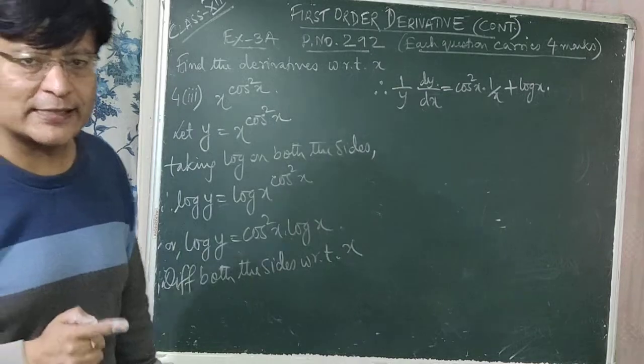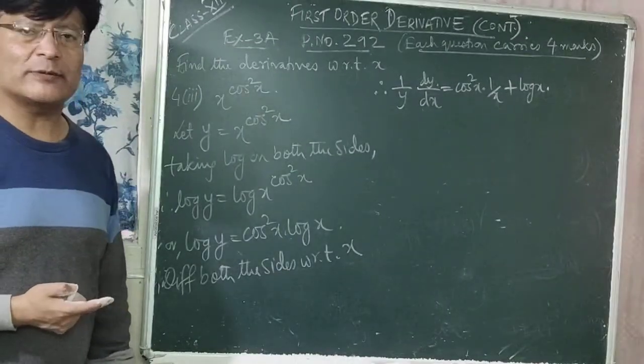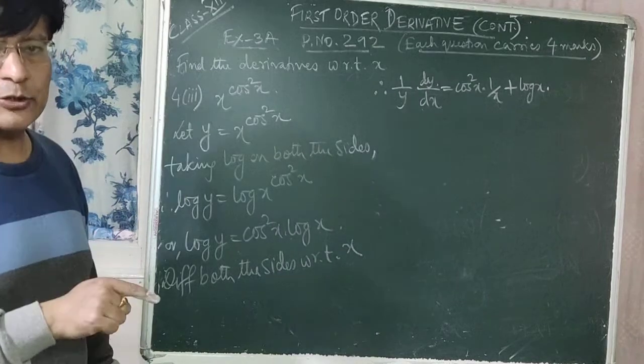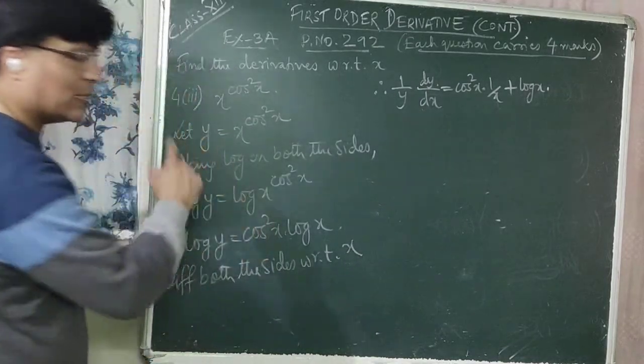So you should take it as x. So it is in the form x to the power n. What is the differentiation of x to the power n? n into x to the power n minus 1. But what is the differentiation of cos square x here?